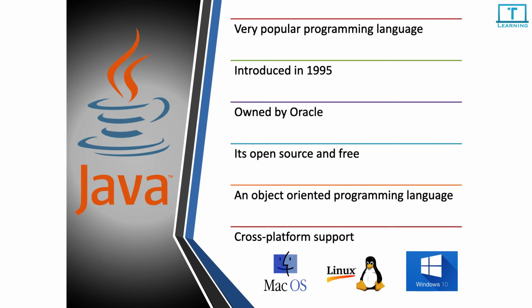Java has cross-platform support. What does that mean? That means the low-level code generated by the Java compiler can be executed on different operating systems. Alright, let's shed some light into it.